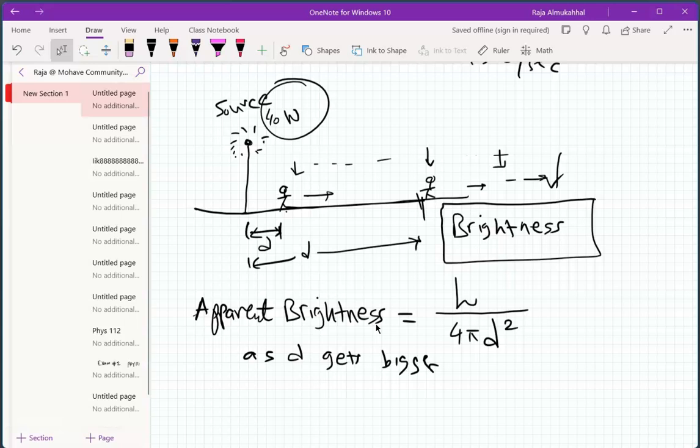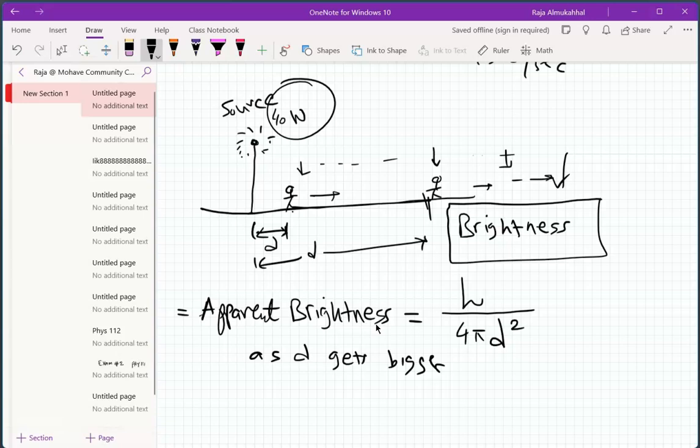brightness, and by the way, the symbol of brightness in our book, let me write it here. AB, okay? So AB means apparent brightness. Or for short, you can just say B, big B, for brightness. So let's go back to the statement. It says, as d gets bigger, AB or B gets dimmer. You see what I'm saying? So it gets dimmer and dimmer.